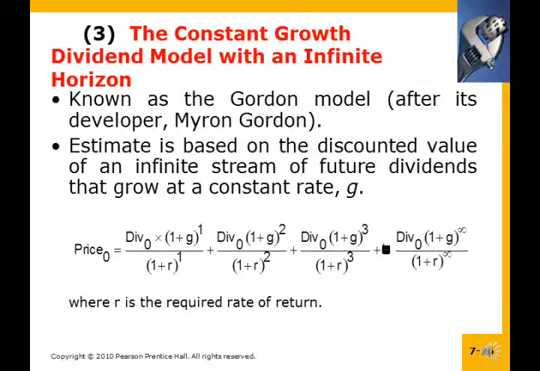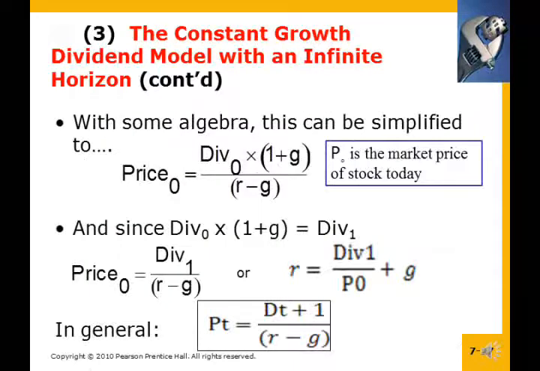But with some algebra, we can simplify the previous rule to price note equals dividend note times 1 plus g divided by r minus g. So that is the rule for the third model. The price note will be equal to dividend note times 1 plus g divided by r minus g.